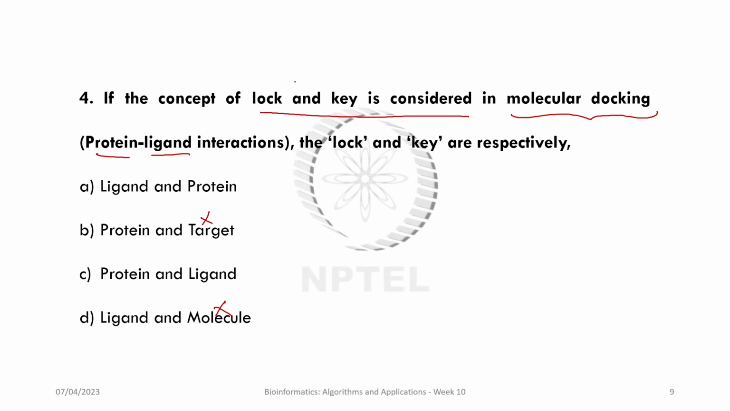So, as the question indirectly suggests, the protein is the lock here, the larger protein molecule, and the activator or inhibitor, the ligand molecule, is the key which is trying to fit into the lock. Okay, so it's protein and ligand. Option C is the right answer.